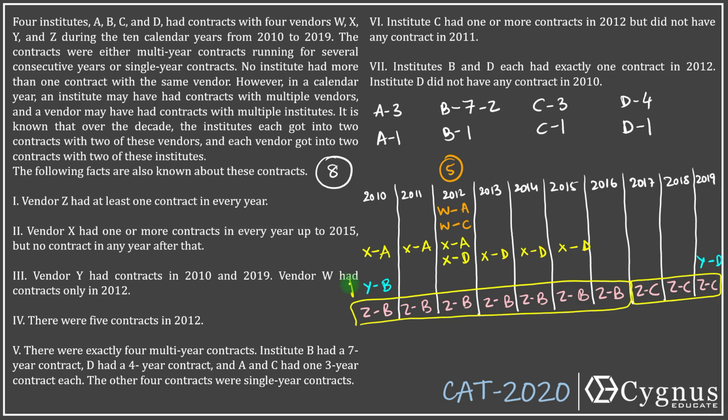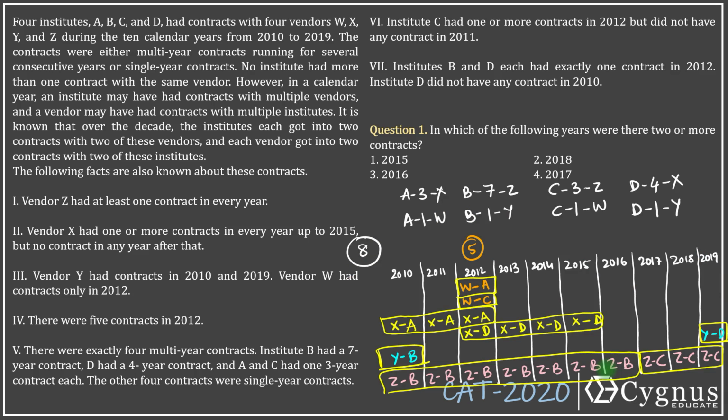So I'll just outline the contracts. With that, we have completely analyzed every contract among all the 8 contracts between institutes ABCD and vendors WXYZ. Let's just quickly tidy up this information and start solving the questions.